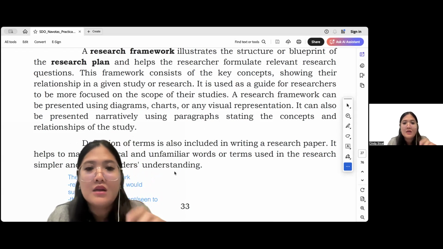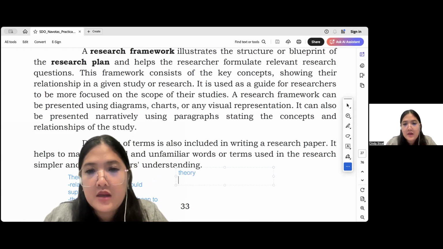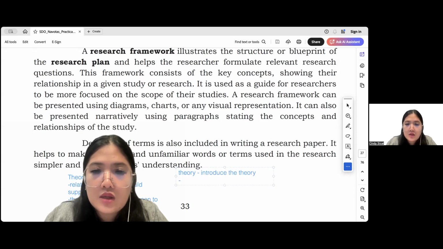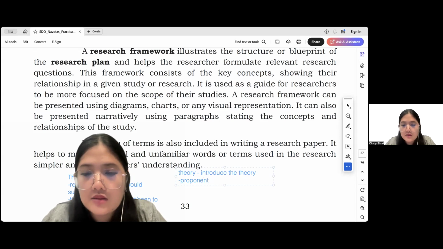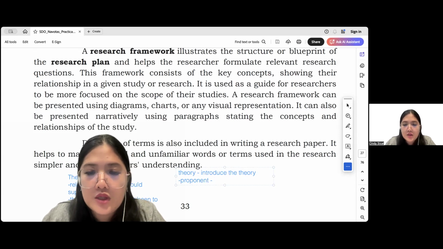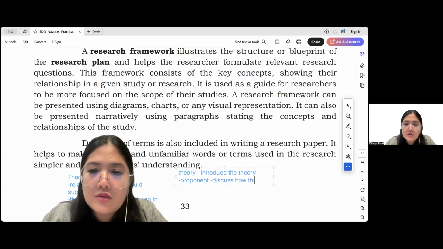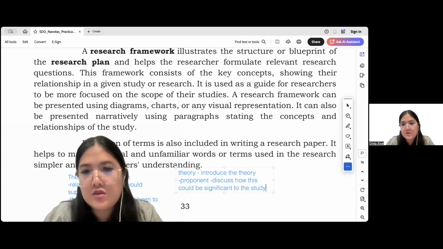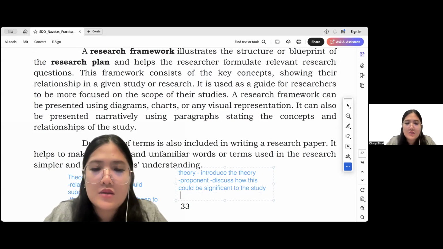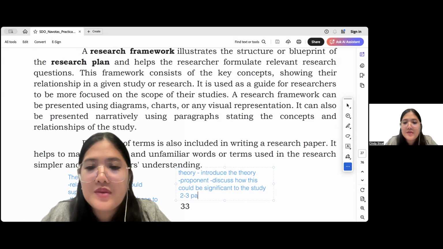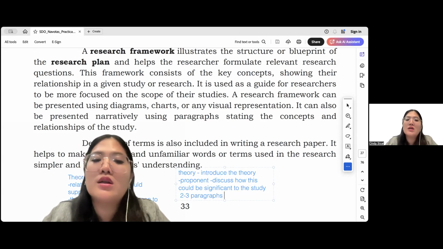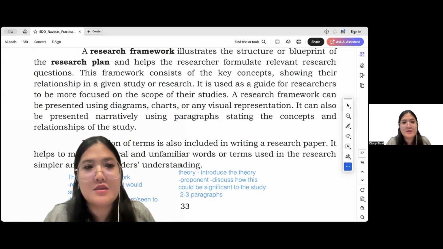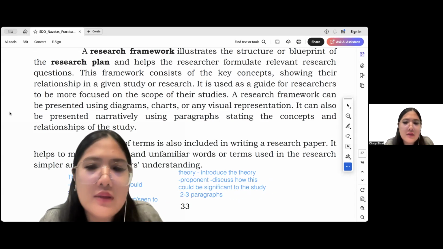So how do we write that? So we could have the theory, then you discuss the theory, introduce the theory. You also include the proponent, who's the person behind the theory, and then you could discuss how this could be significant to the study. So it doesn't have to be that lengthy. It could range to 2 to 3 paragraphs. And it's possible for you to have more than one theories in this particular part. Okay? I hope we're clear with that.